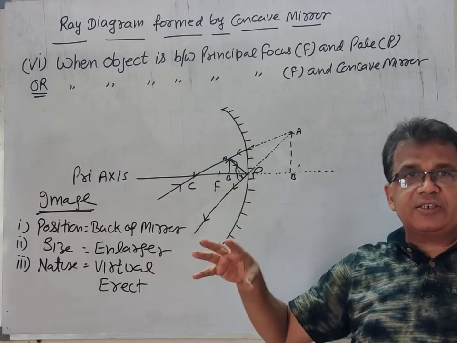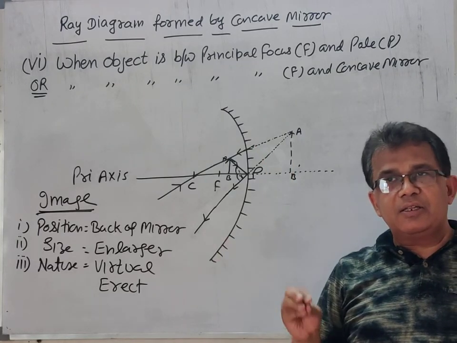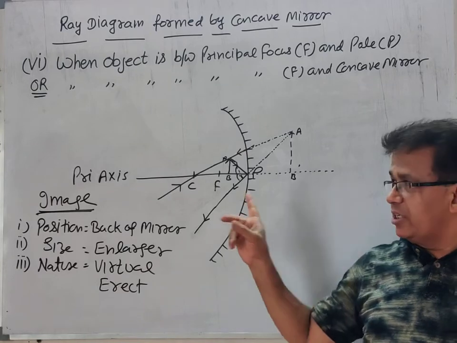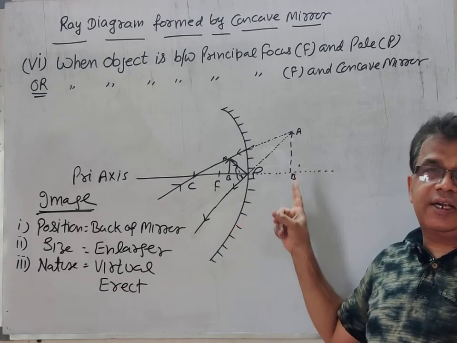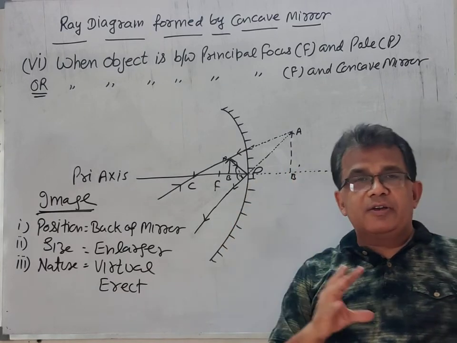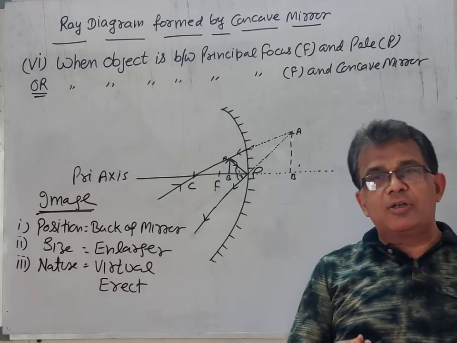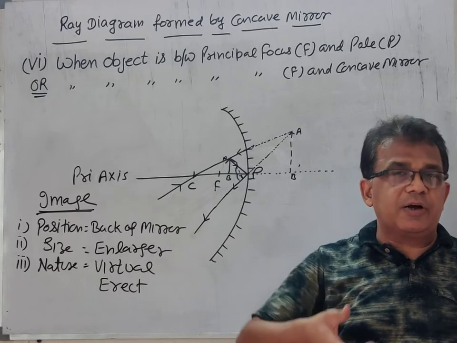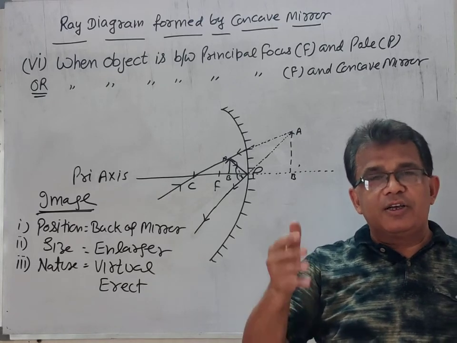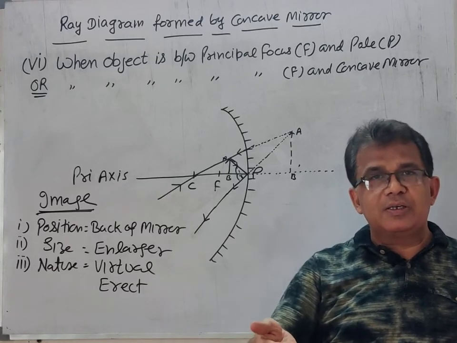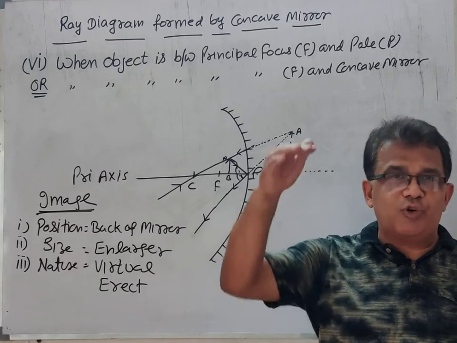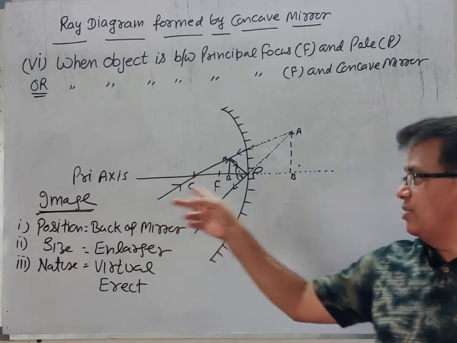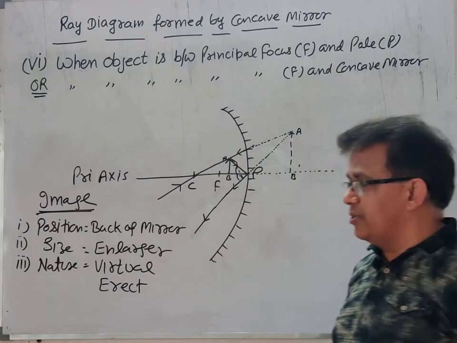In the first 5 cases, the image is real, therefore inverted. In the sixth case, the image is virtual and erect. In the first case, it is very small. In the second case, it becomes a little bigger, that is small. In the third case, it becomes bigger, that is equal. In the fourth case, more big, that is enlarged. In the fifth case, more big, very enlarged. And in the sixth case, it is enlarged.